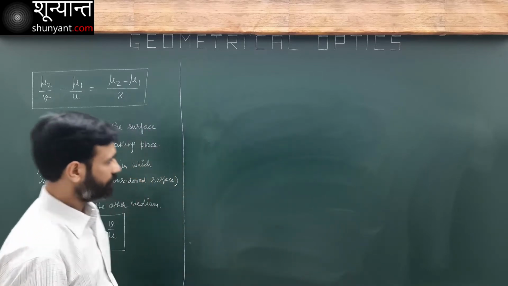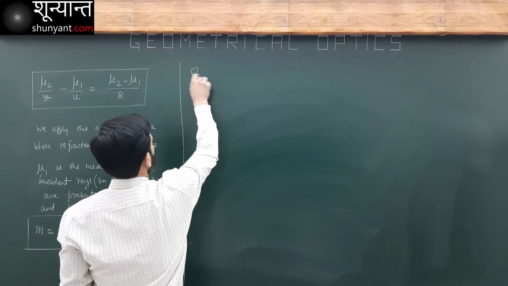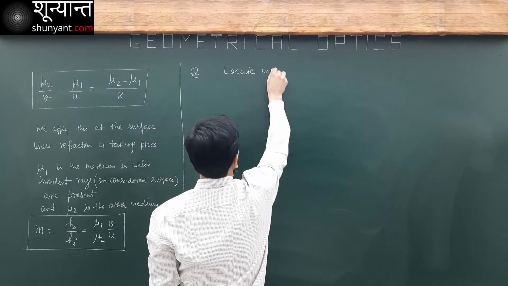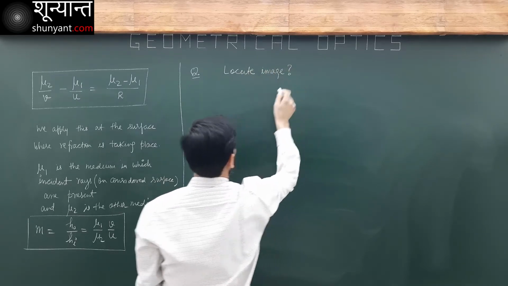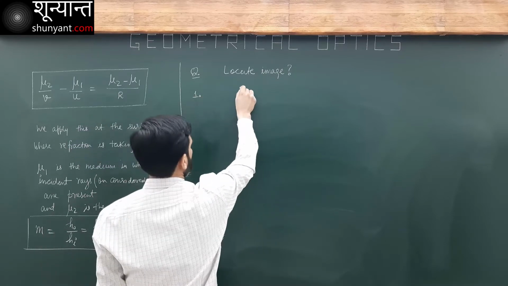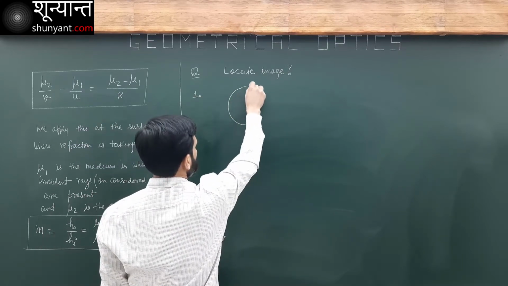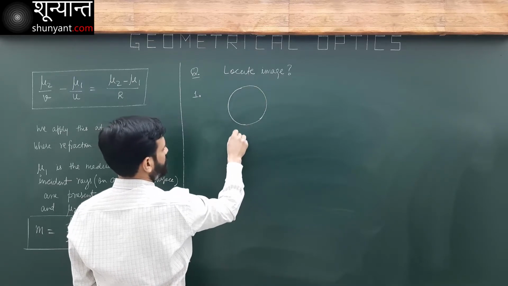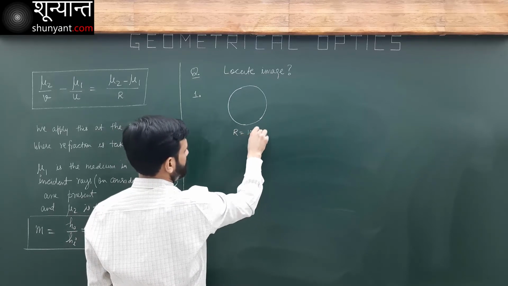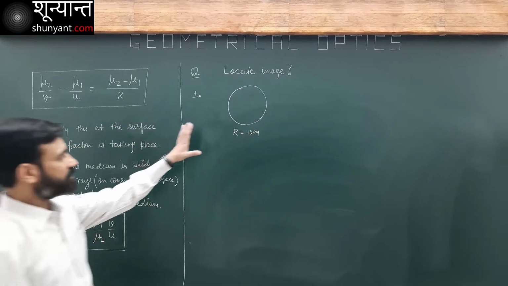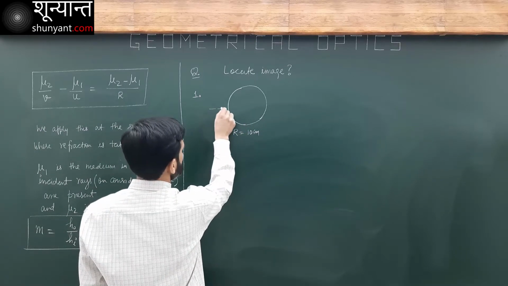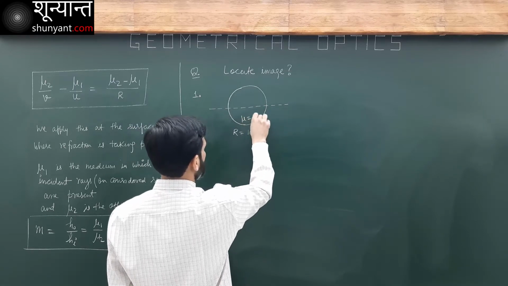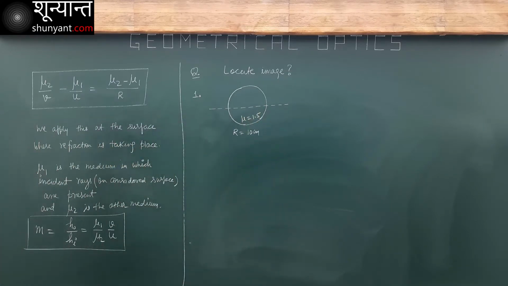Let's start doing some problems, okay? Quickly we are going to do it. Locate image. The first case. I have this glass sphere. Radius is 10 centimeter, and this is its diameter. Its mu is 1.5.